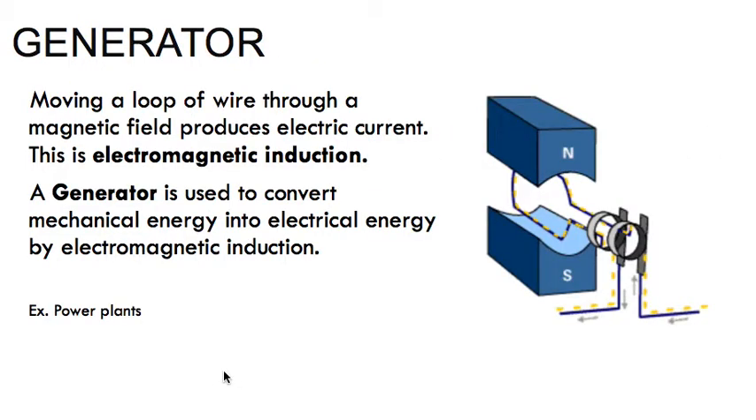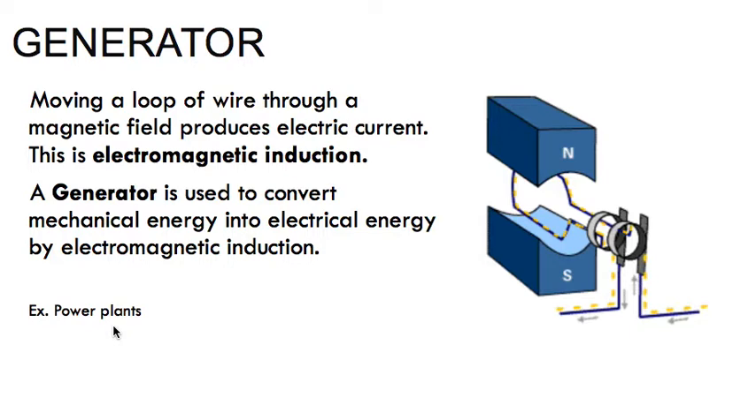Then on the opposite of that, we have a generator, which is when you move a loop of wire through a magnetic field and it produces an electric current. And this is called electromagnetic induction. A generator is used to convert mechanical energy into electrical energy by electromagnetic induction. So we have a basic diagram here. And power plants do this.